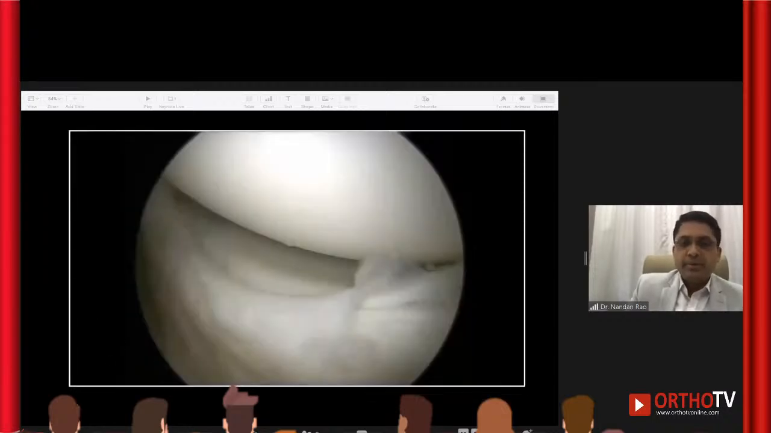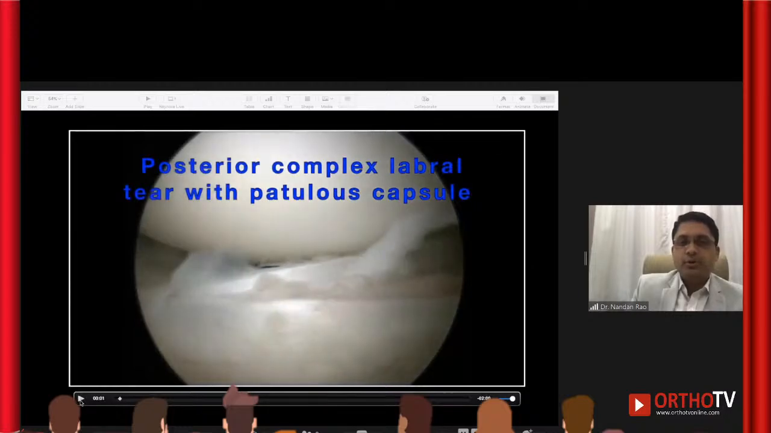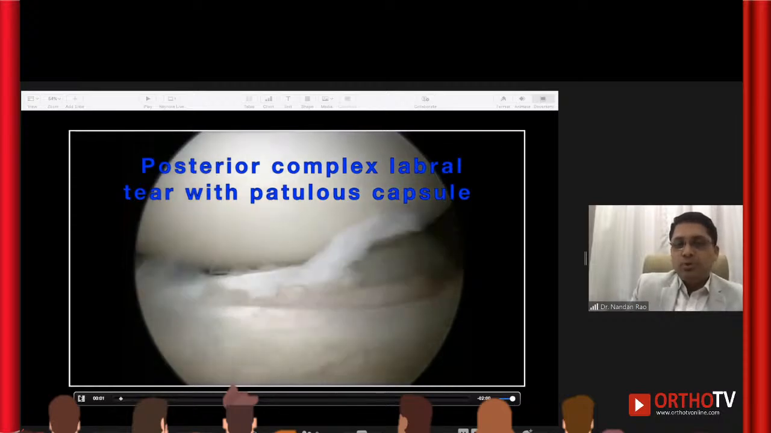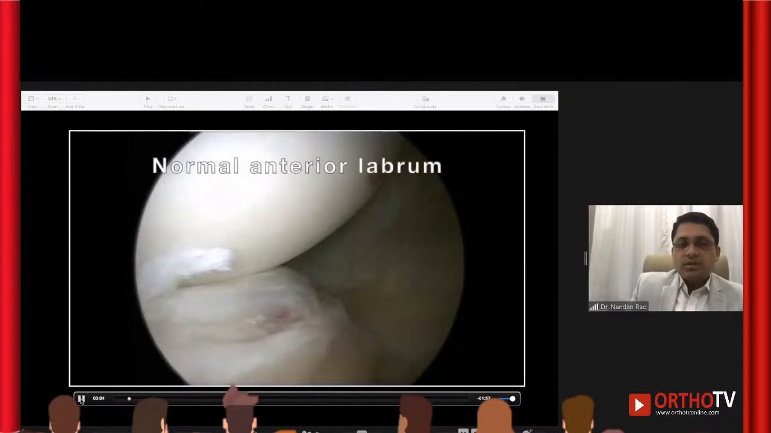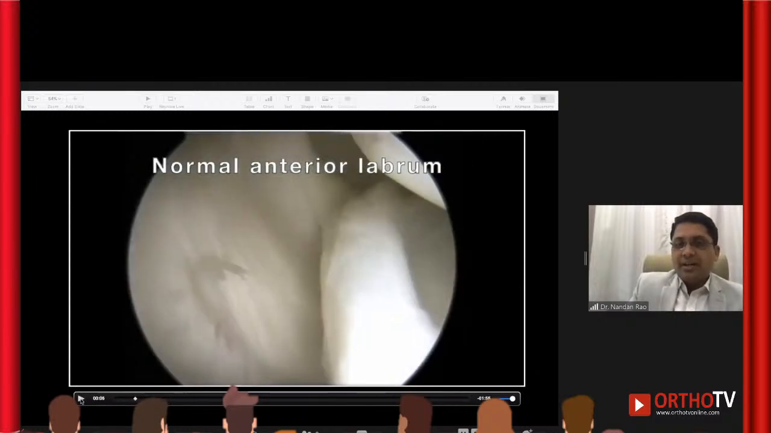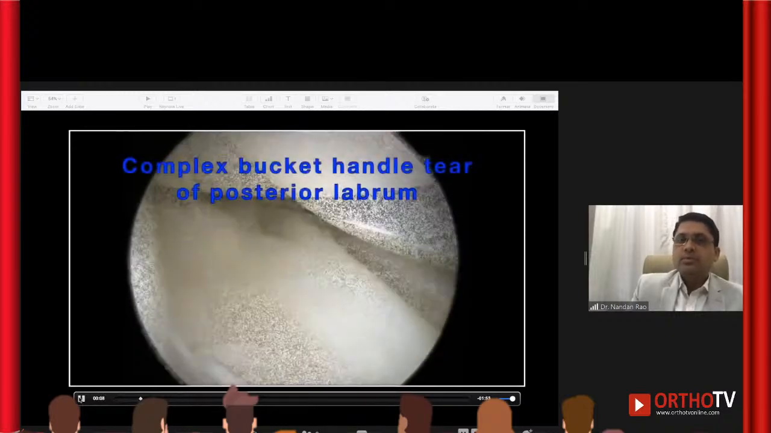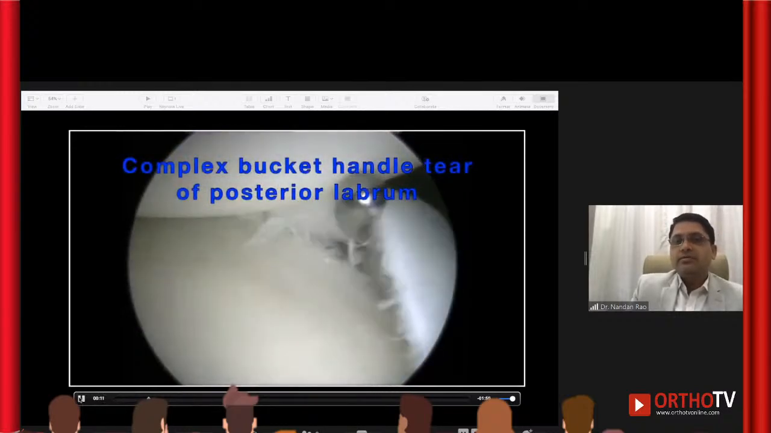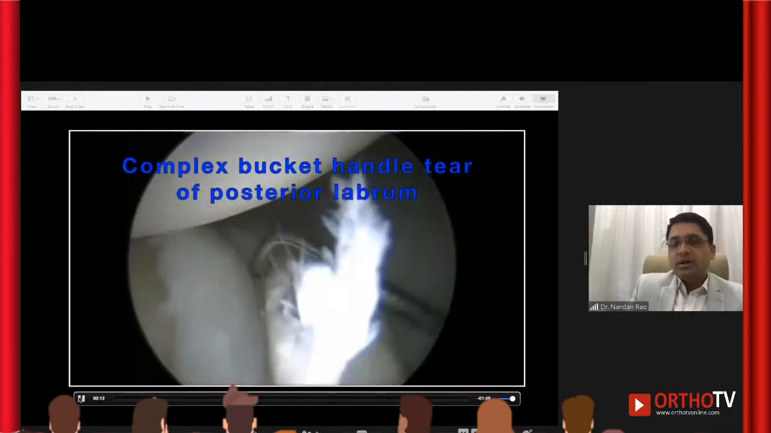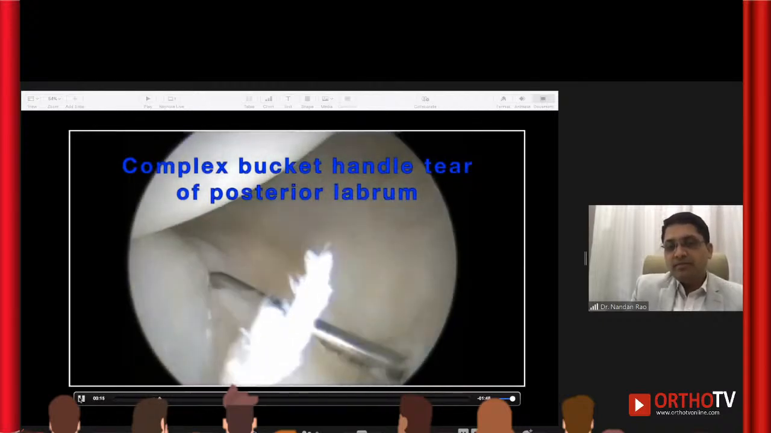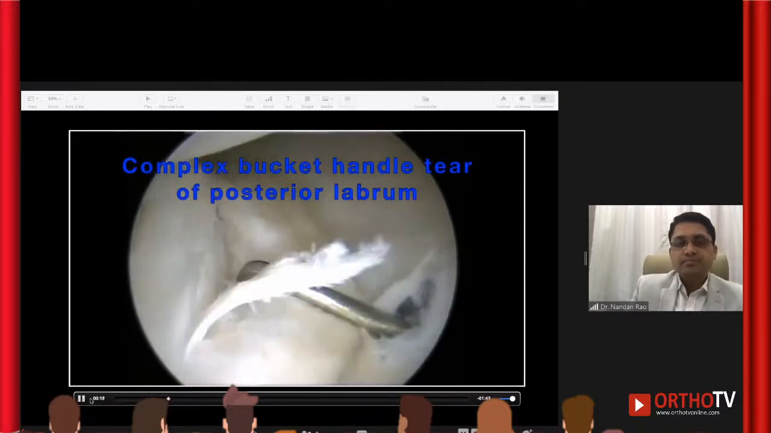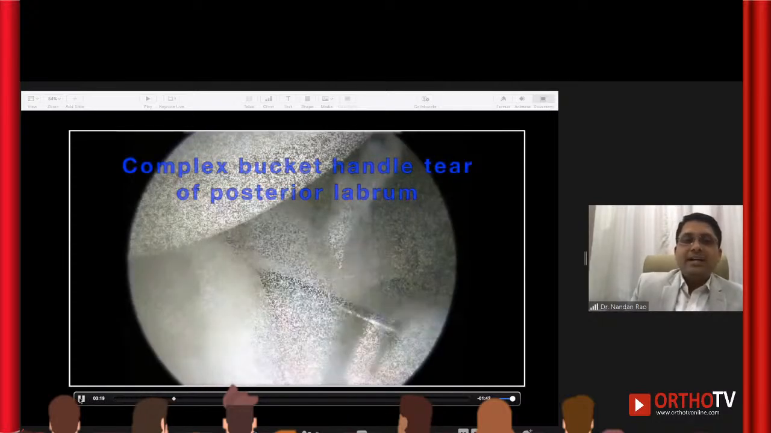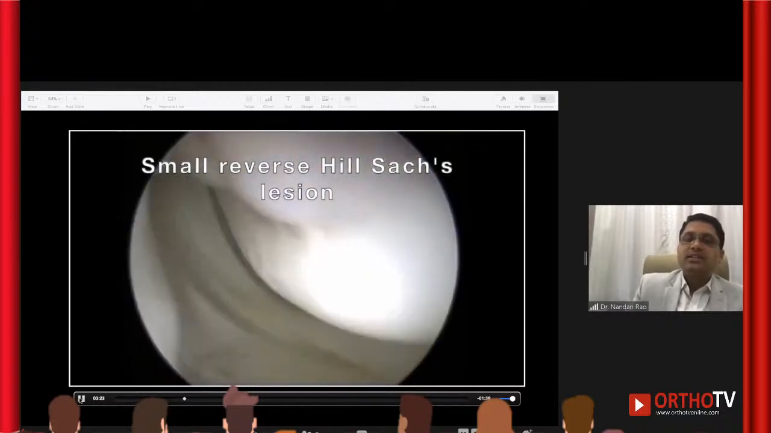This is the intraoperative picture. So I'm visualizing through the posterior portal. There is a complex posterior labral tear with a patulous or a very capacious capsule posteriorly. We now shift to the anterosuperior portal. There is a normal anterior labrum and a complex bucket handle tear of the posterior labrum with a complete sleeve of posterior labrum avulsed from the posterior glenoid. Coming anteriorly, there is a small reverse Hill-Sachs lesion.